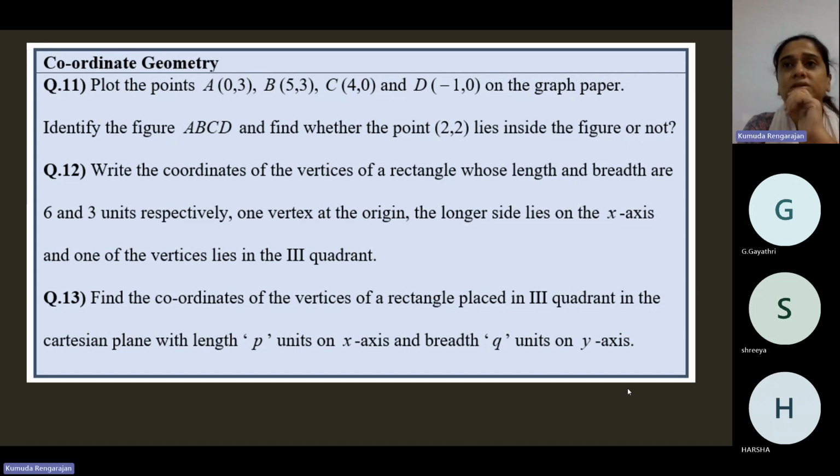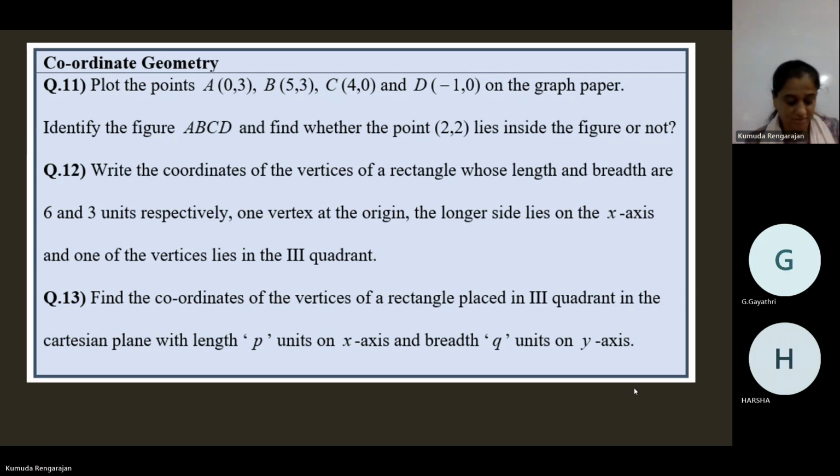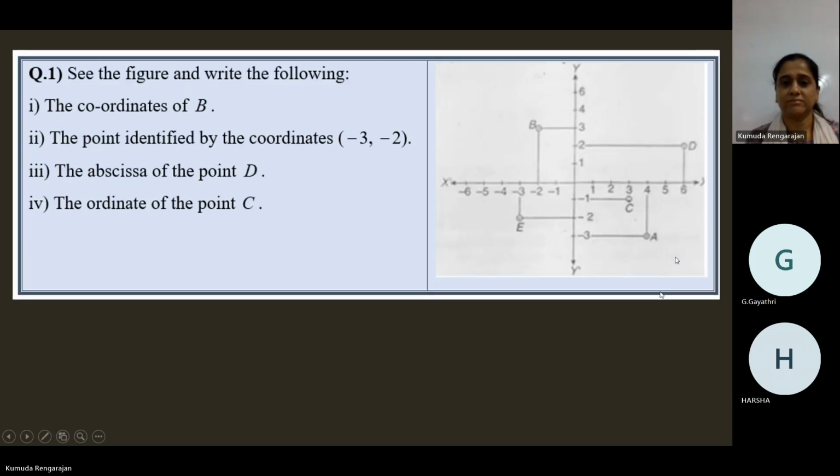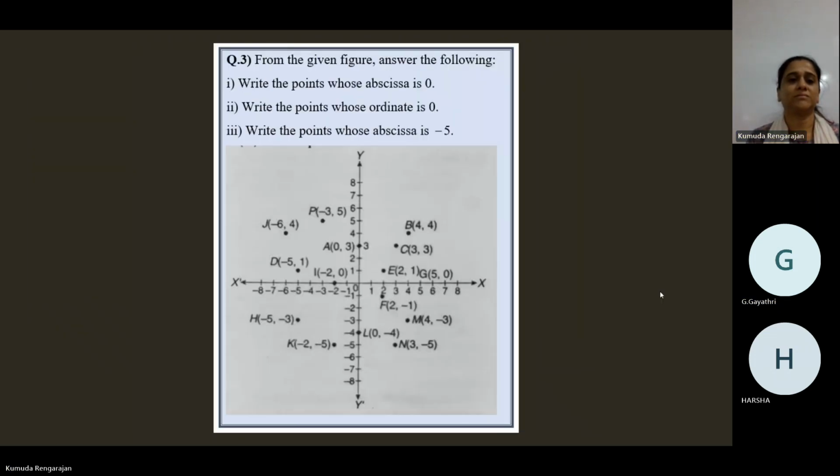We'll see the answers for the 11th and 12th one. Gayatri, Harsha, and Shreya, ready with the answers for the 11th and 12th? I feel I didn't get the 12th, but I got 11 and 13.